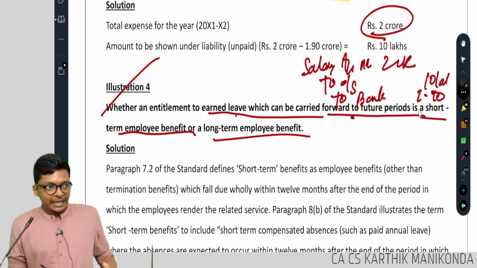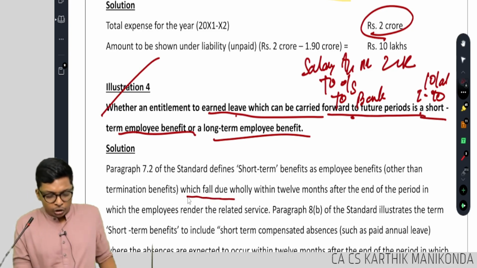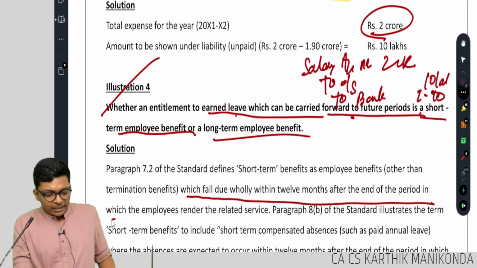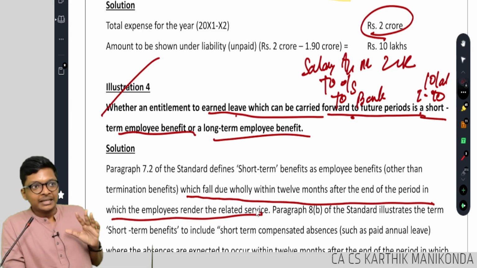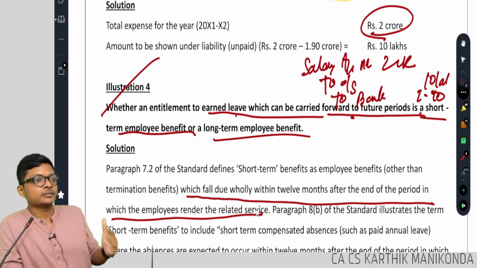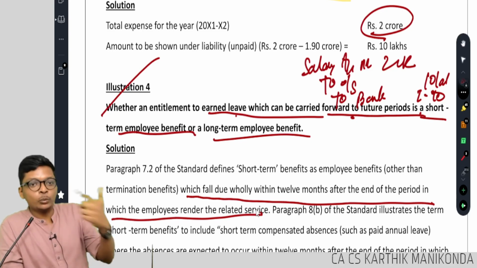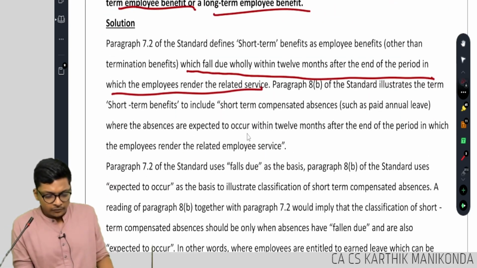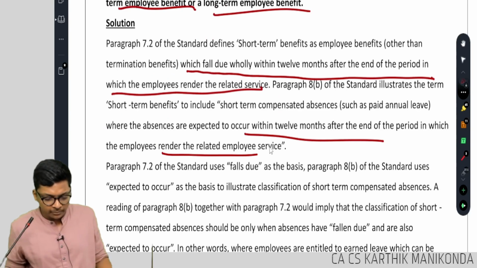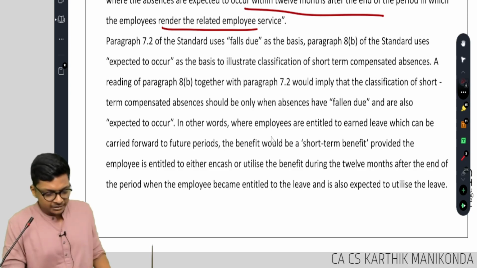Now, basically short term means within 12 months. So all these leaves which fall due wholly within 12 months from the end of the period are short term. If leave can be carried forward for 5 years, then it becomes long term. Within 12 months, short term. So they are saying within 12 months it's short term, and second, if it is more than 12 months, look at this.